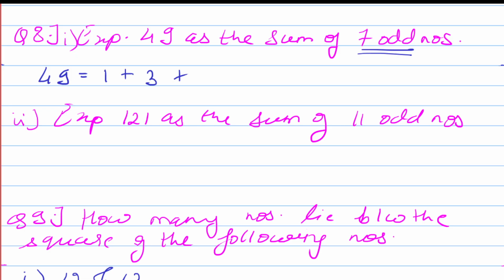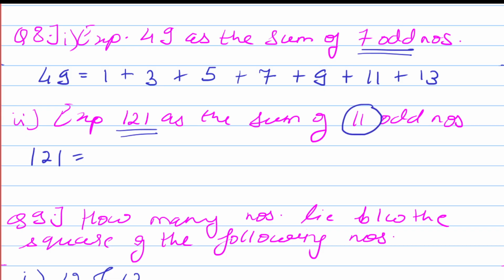1, 3, 5, that's 3, 7, 9, 11 and 13. These are your 7 odd numbers. You have to do the same thing for 121, and they have mentioned that there are 11 odd numbers, so that is a good thing.